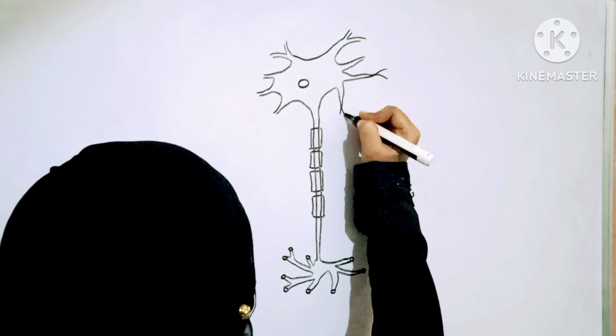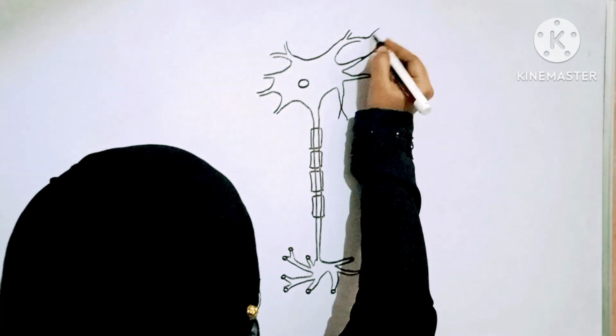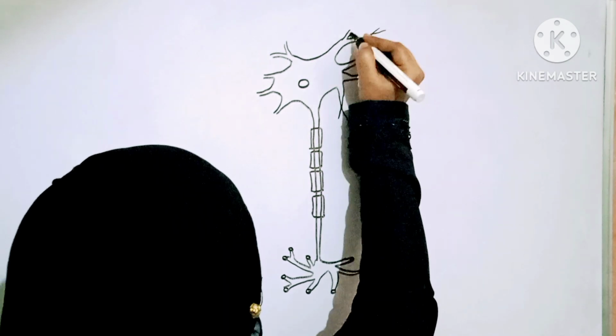Motor nerves carry messages from the brain to the different parts of the body and they also move only in one direction.